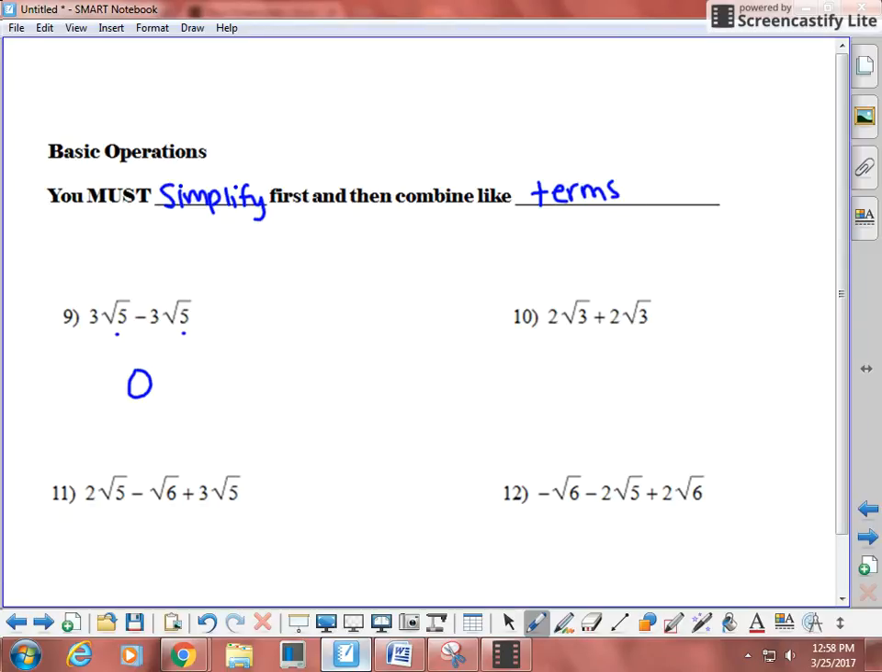Okay, so then my next one, again, same thing here. They both have the same square roots. But now there's 2 and positive 2, so I have 4 root 3.